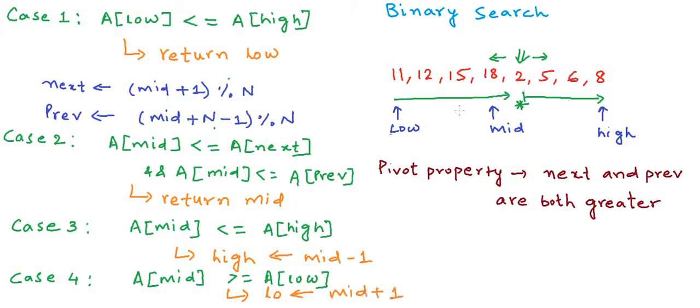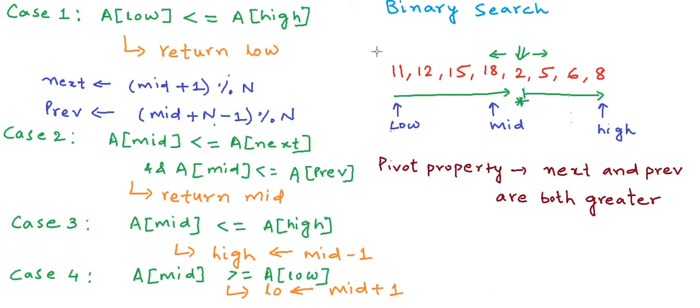So we keep reducing our segments at each step and try to find out the answer. Now let us simulate this algorithm for this particular example. For this example, case 1 obviously is not true initially. So we find out the middle index. Now the pivot property is not true for the middle index. So we look at case 3.